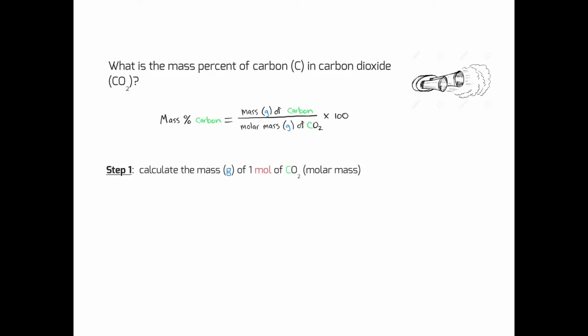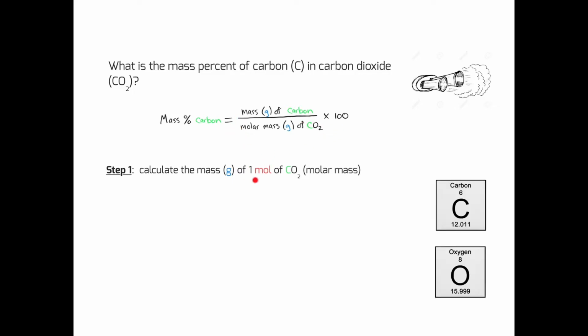So the first thing we want to do to solve this problem is we're going to calculate the molar mass of CO2. So 1 mole of CO2 has 1 mole of carbon and 2 moles of oxygen. So we have 1 mole of carbon and 2 moles of oxygen, and I wrote these over 1 just to make it easier to see how our units cancel. So we'll start by calculating the mass of carbon.